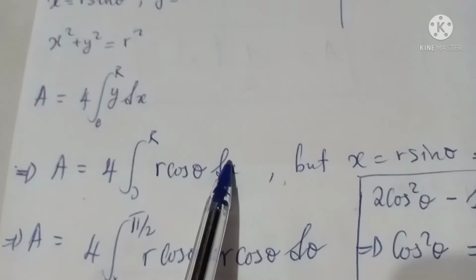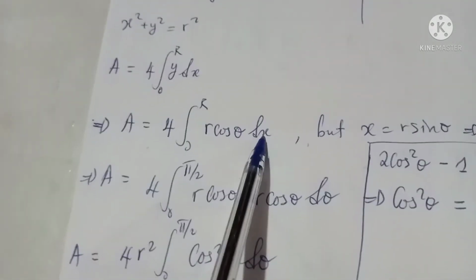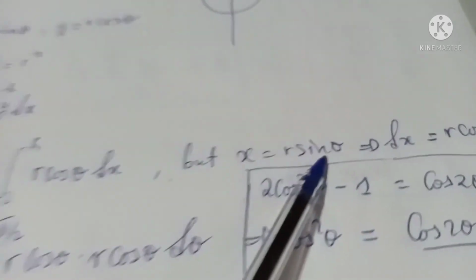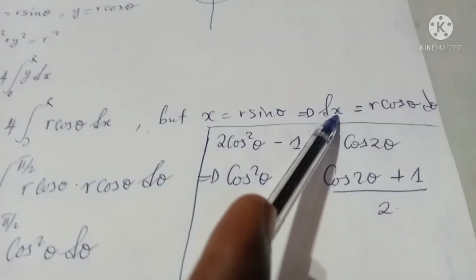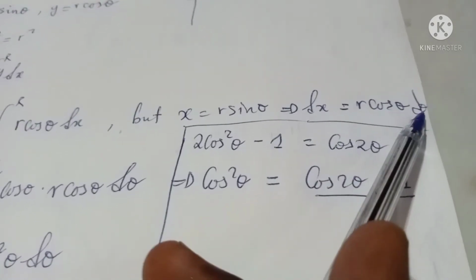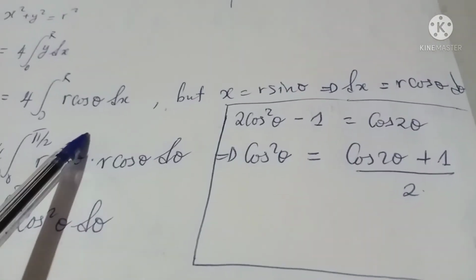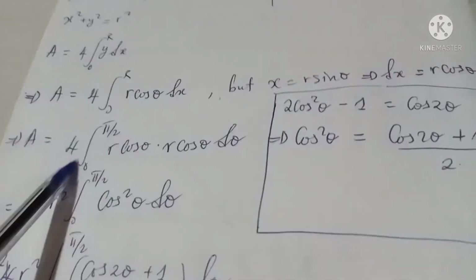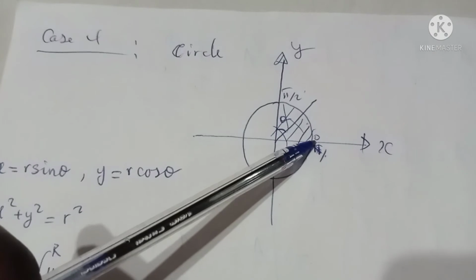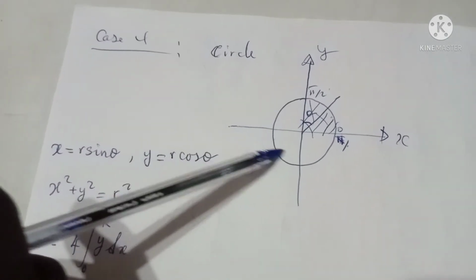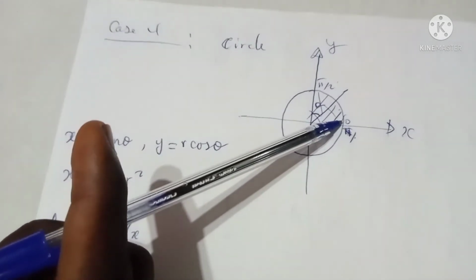But we cannot integrate theta with respect to x. So we have to change the variable. How do we do that? Now our x is equal to r sin theta. So this implies that dx is equal to r cos theta d theta. Now I'm going to take this expression and replace it in the formula there. So it becomes A is equal to 4 integral 0 to pi on 2. Why pi on 2? We are going from 0 to pi on 2 and from pi on 2 to pi and so on so that you can form a 360.